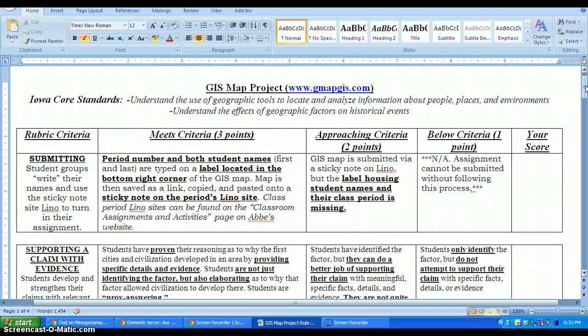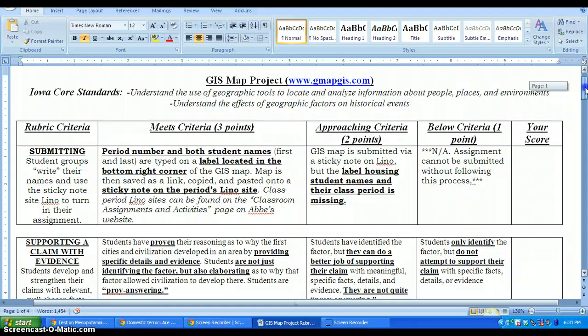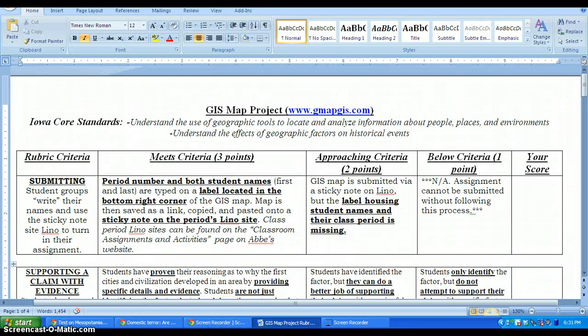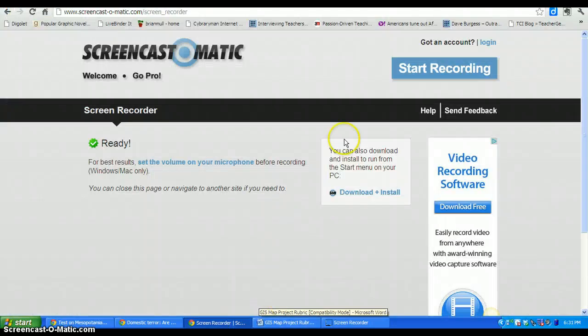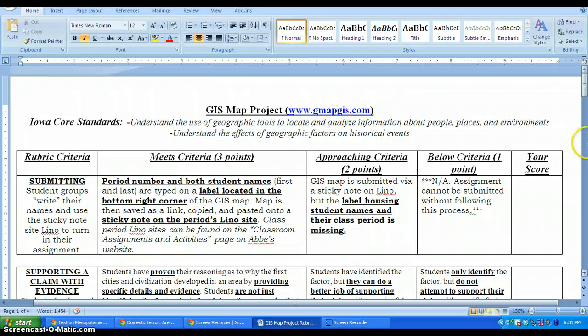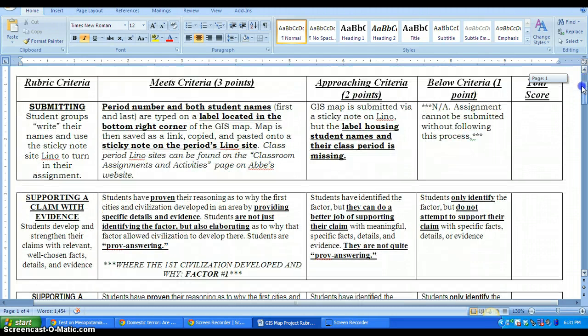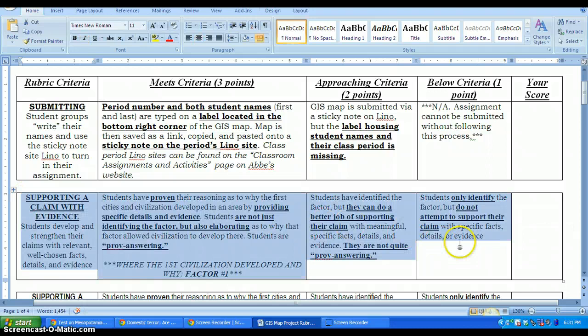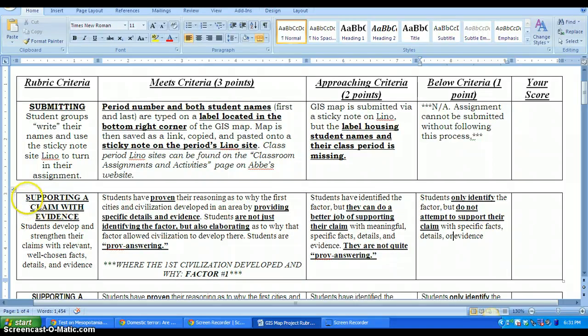So there's kind of three parts to this little project. And like I said, you'll use the atlas in class, and you will also use, let's see if I can pull it up here. I cannot pull it up right now, but you'll check out GMAPGIS on the next video. But your first thing, let's look at the middle part of your rubric that I've just highlighted. You're going to identify five factors as to why civilization developed in the Middle East, wherever you think it developed.